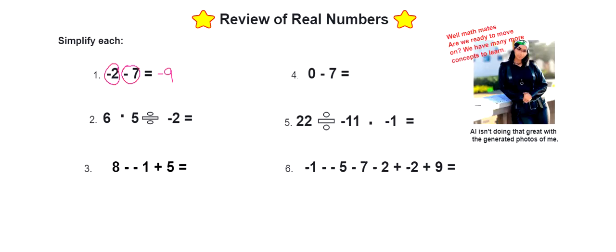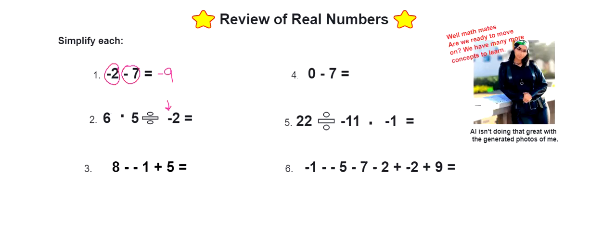All right, let's take a look at the next one. We're doing multiplying and dividing here. 6 times 5 divided by -2. When I look here, there's only one negative. If there's an odd number of negatives when you're multiplying and dividing, the answer is going to be negative. But let's go through this.